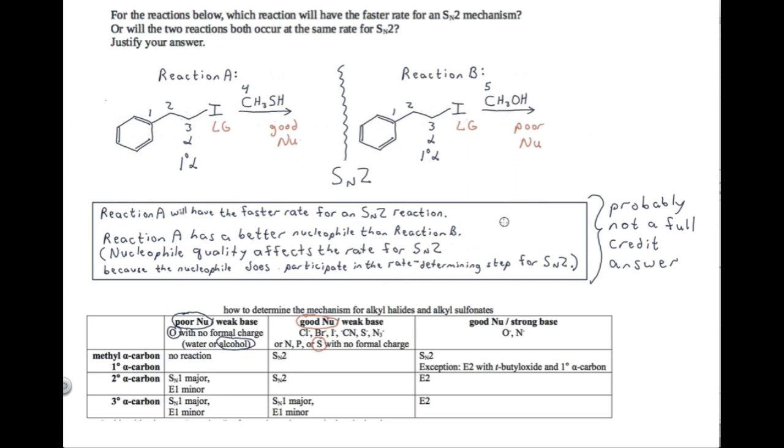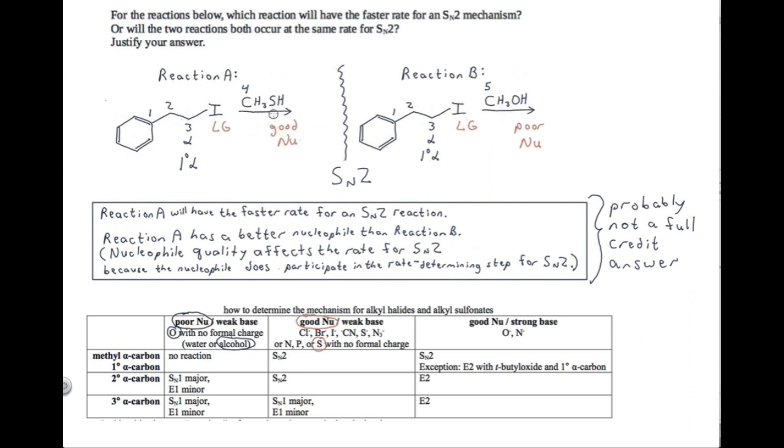So here is our answer. Reaction A will be faster for SN2 because reaction A has a better nucleophile than reaction B. Nucleophile quality matters for SN2 because the nucleophile participates in the rate determining step for SN2. Now, this might not be a full credit answer because we haven't explained why neutral sulfur is a better nucleophile than neutral oxygen. The professor might want you to explain why neutral sulfur is a better nucleophile than neutral oxygen to really justify your answer.